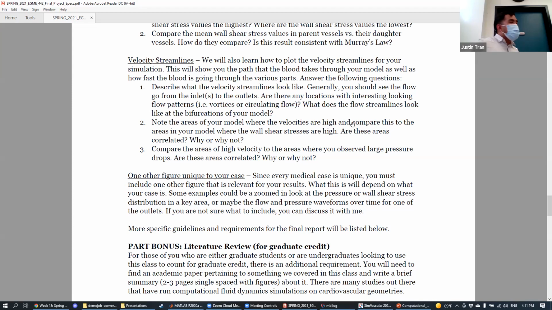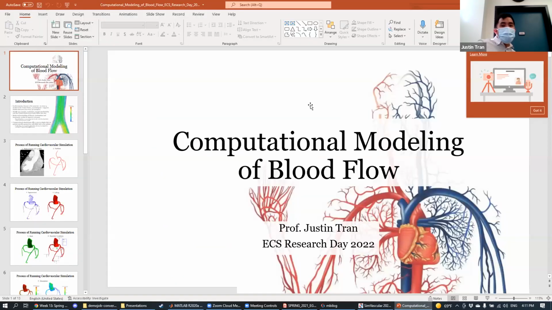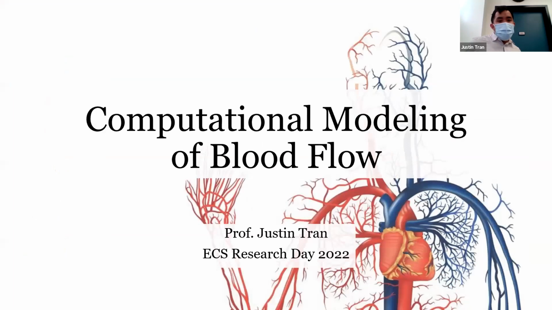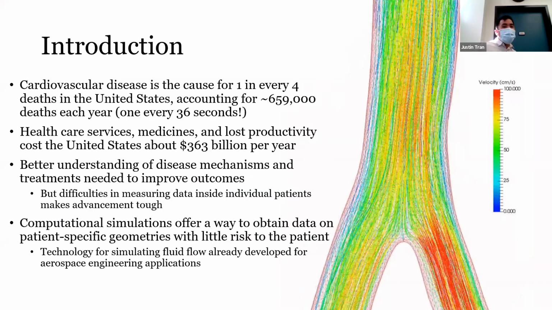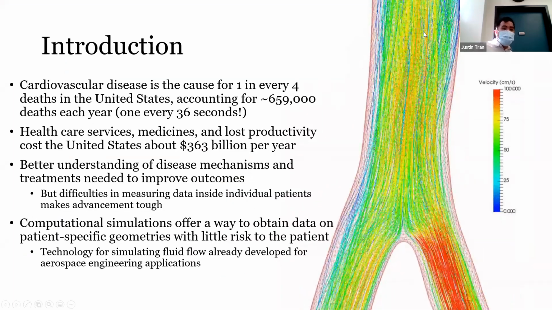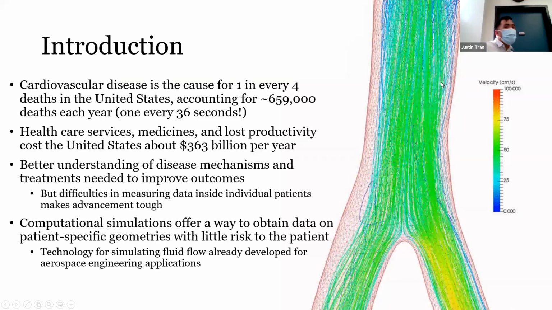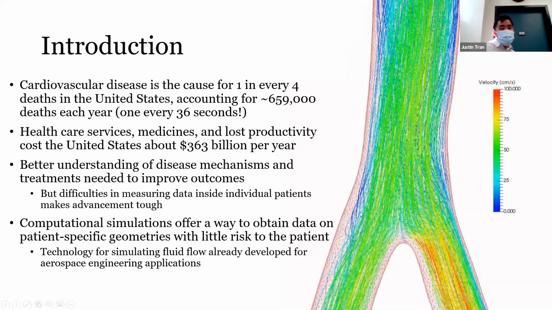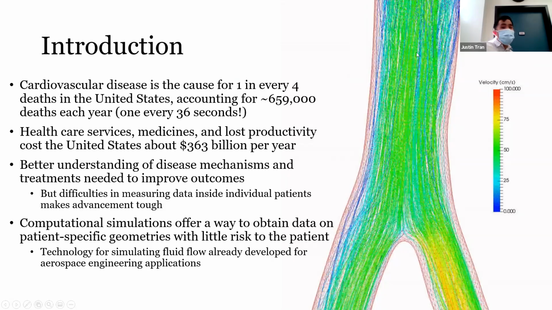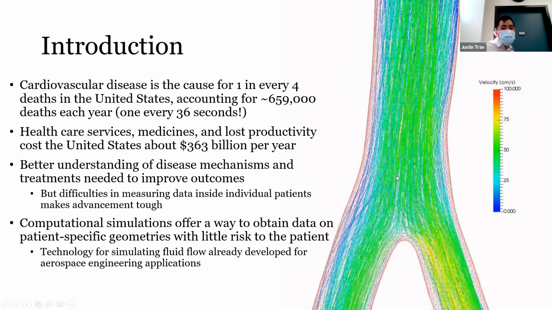The velocity streamlines basically trace out the path of the blood as it flows through your model. You can get really cool animations like this, where all these little strings look like hair, or like spaghetti. You can think of those as the paths that the blood is flowing. So the blood is flowing from the top here and it's going down.